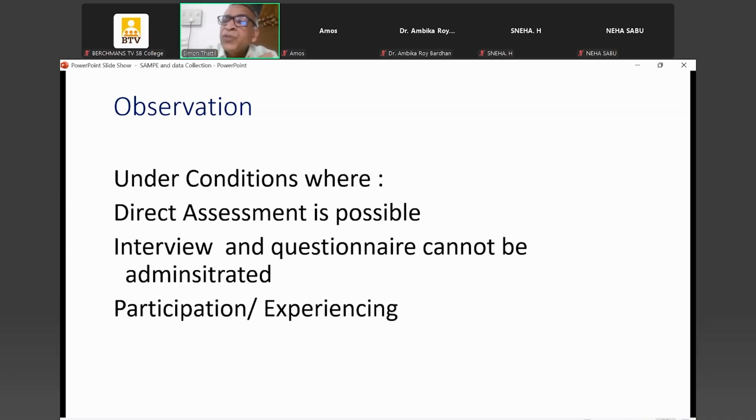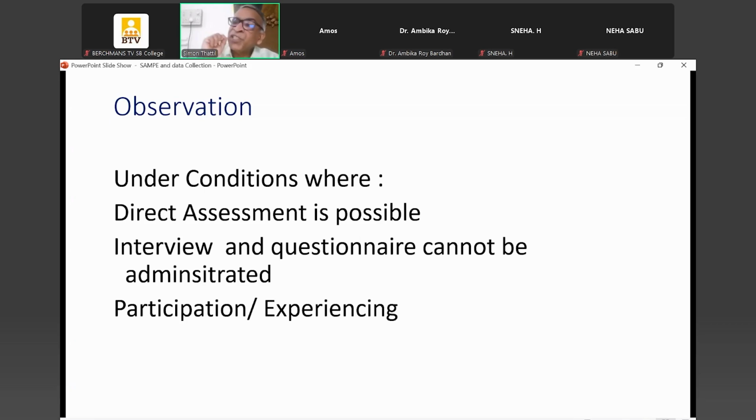Observations are not always used, because at times we get a feeling: how do you validate that I have observed? To validate my questionnaire, I'm attaching the questionnaire along with the report. To validate my interview, I'm giving the interview schedule at the end of my report. But how do I validate my observation?